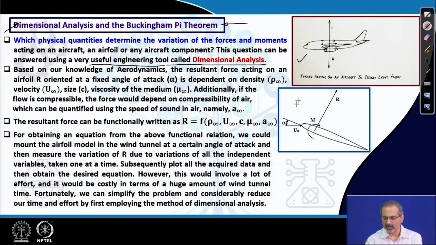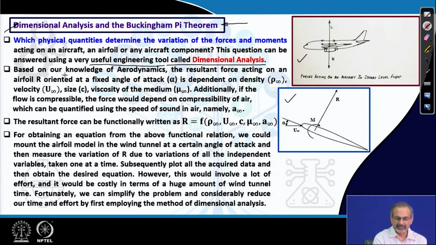So, here in the two diagrams which are very familiar to us, we have shown the different forces and moments which act on a complete aircraft or a component like an airfoil section, and we are trying to understand that which physical quantities determine these forces and moments.